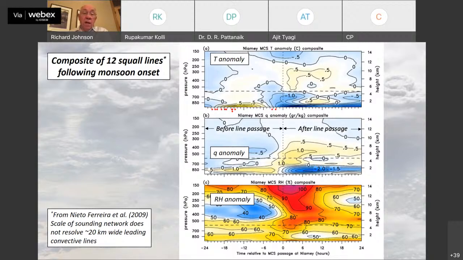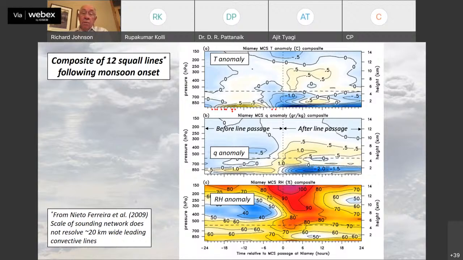So what we've done is to take a composite of these squall lines following the monsoon onset, and we've used the work of Nieto Ferreira, who studied nearly 24 cases. And so we've created a composite of 12 cases here. If we look at the lower axis, there's time relative to the passage. So time 0 is when the convective line passes. Negative times are before line passage, and positive values are times after passage.